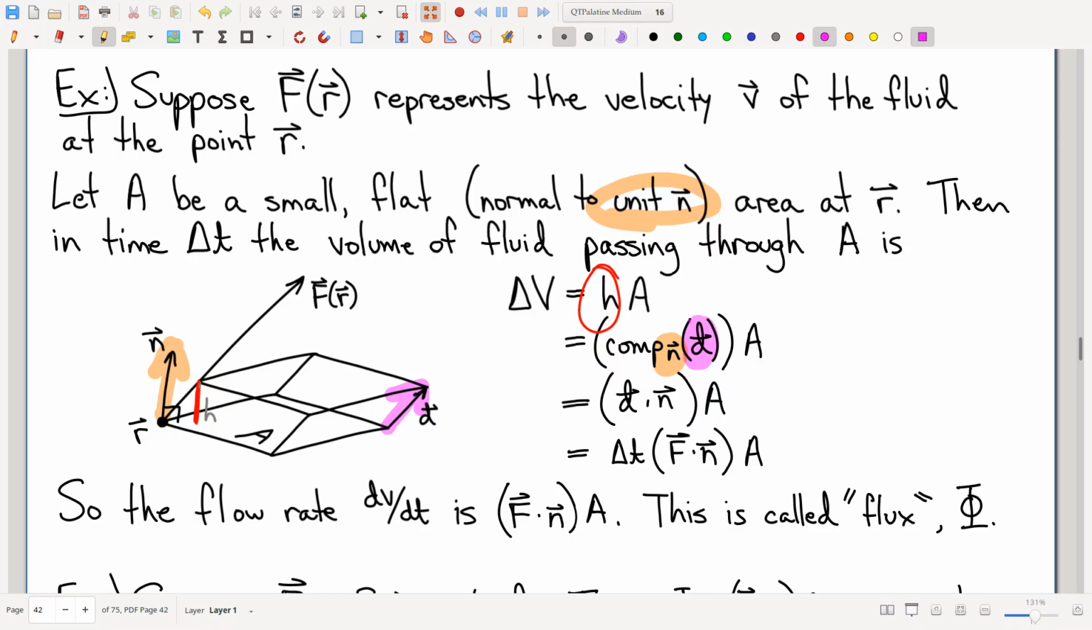I only need to know the component in that normal direction. Right, the extent to which the fluid is flowing parallel to the surface, who cares? I just want to know how thick is this parallelepiped. So that's a component. And of course, components we compute with dot products. In particular, components in the direction of a unit vector we compute with dot products. How are we doing? Again, that's kind of the nut of the argument right there. Is everybody happy with that?